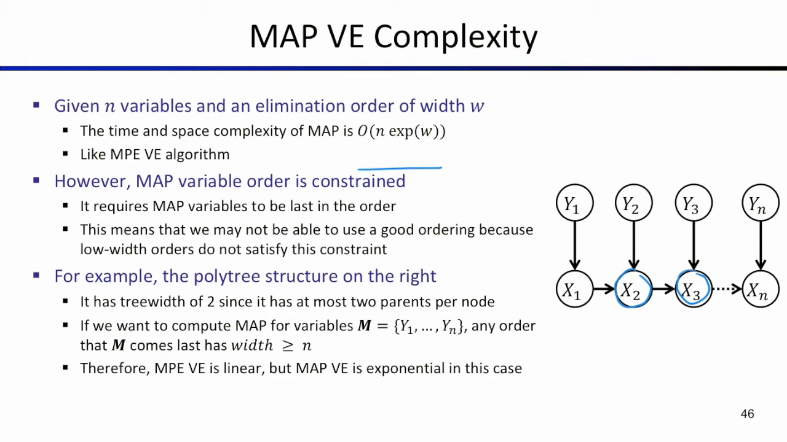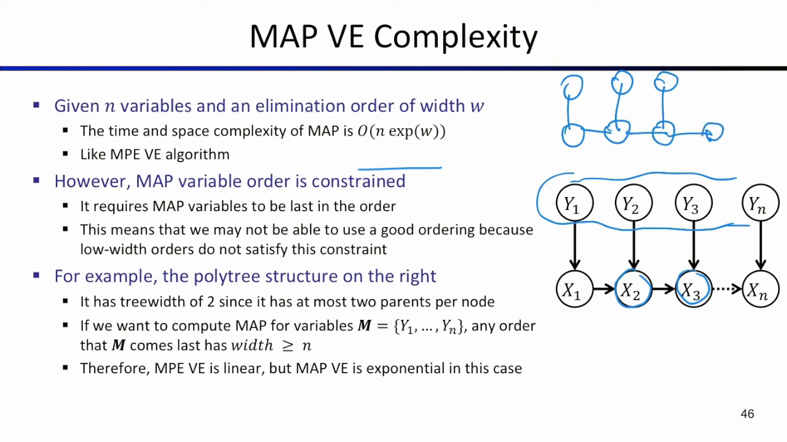So let's suppose that these are my MAP variables. So I will need to eliminate these variables last, and we'll start with x1, x2, and so on. So in this case, our interaction graph will be the following. So we have this structure, and model it. So I will not be able to start with this node. I will start, for instance, with this node here.